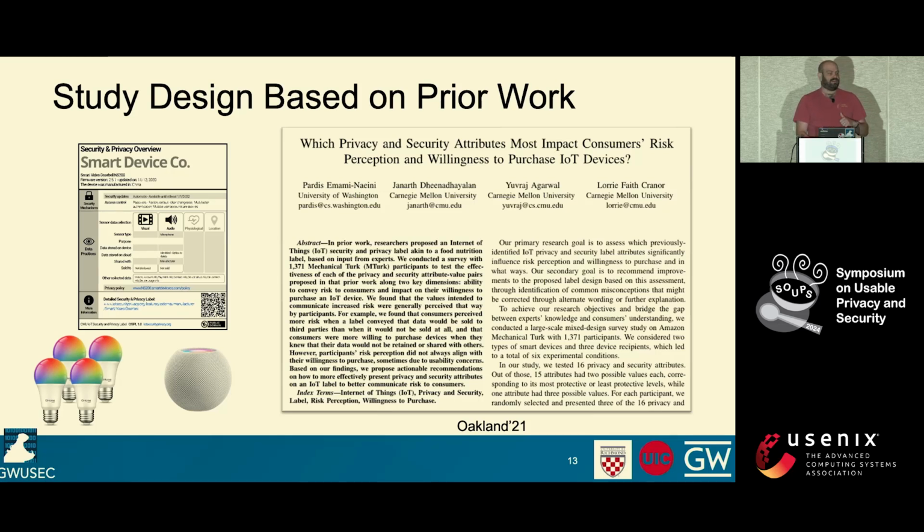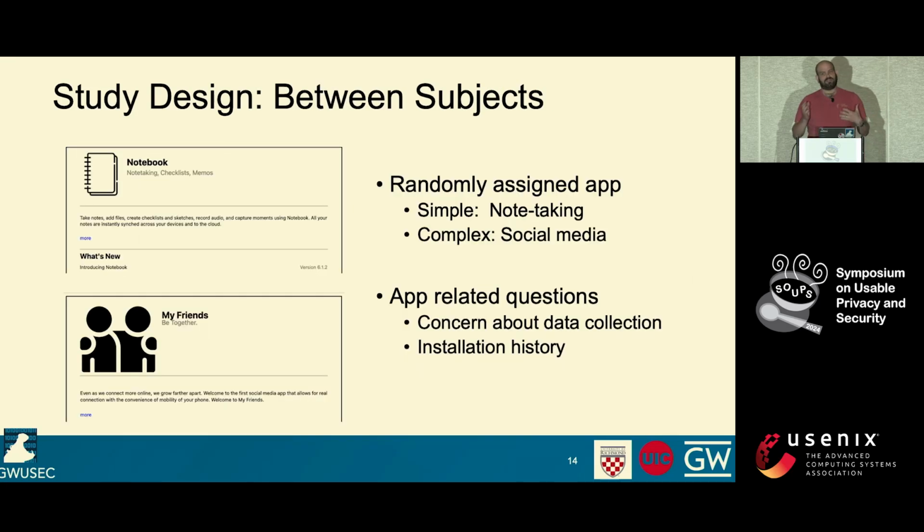So instead of a smart light bulb and a smart speaker, we looked at what we think are analogous products in the space of apps: an app that is somewhat useful but shouldn't really need a lot of information about you, like a very basic Notepad app where you just save your notes, versus something more complex, which in this case was a social media app. We did a between-subject study of the app type. If you signed up for this study, you would see only labels associated with the Notepad app or only labels associated with the My Friends app.